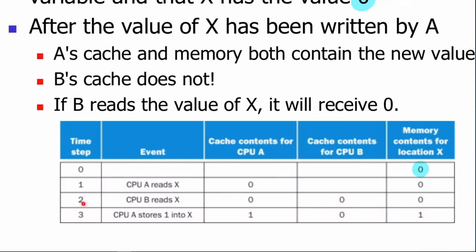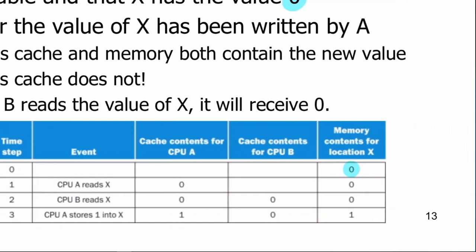Now in the second time step, we are trying to read the same location X, but in this case the initiator is CPU B. So the second processor is initiating a read for the same memory location. The contents of A will remain the same as before. The contents of B: because we didn't have it in the private cache of CPU B, we had to fetch it from memory, and what we fetched was a 0, and we updated the cache for CPU B. And again, because we are just reading so far, the contents of location X are still 0.